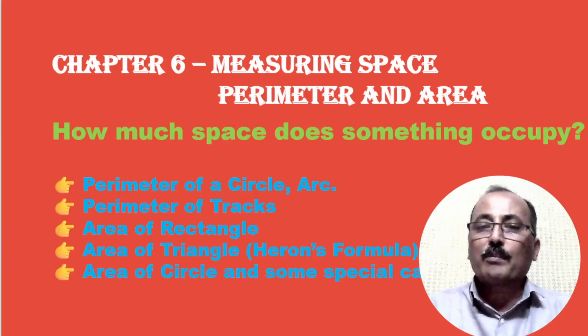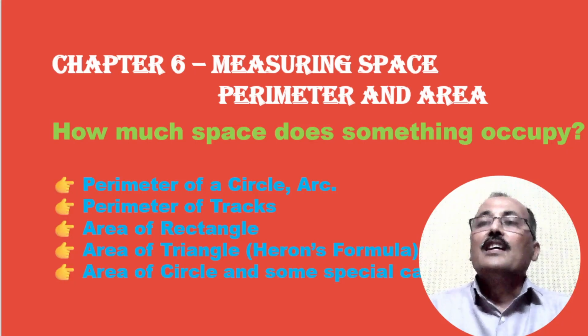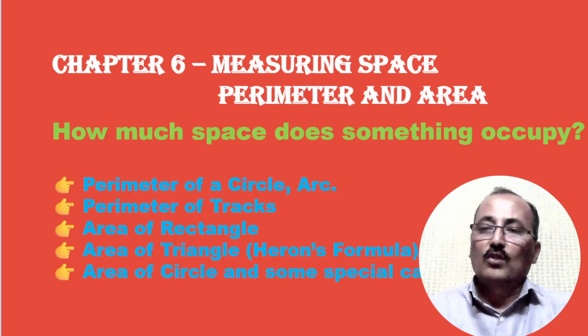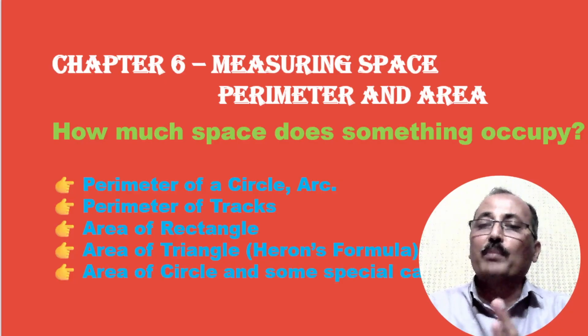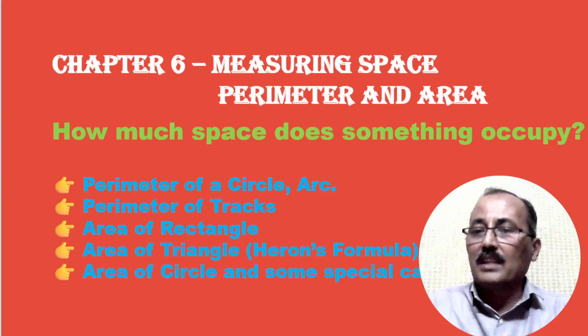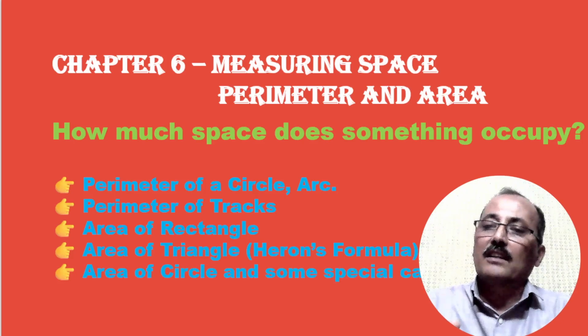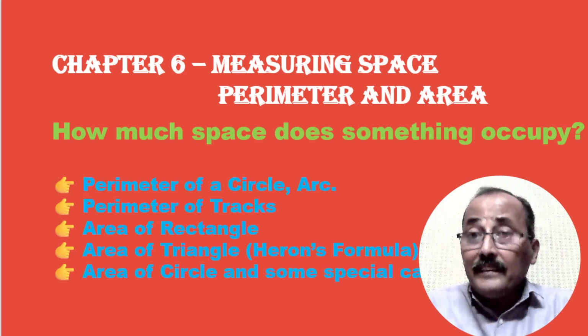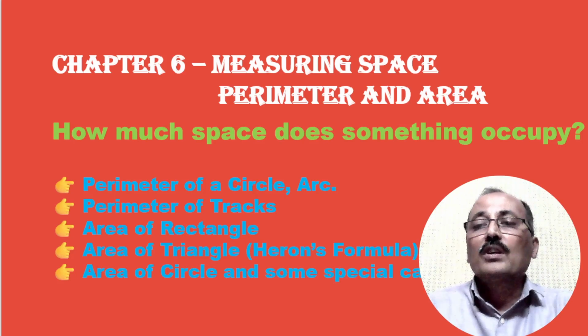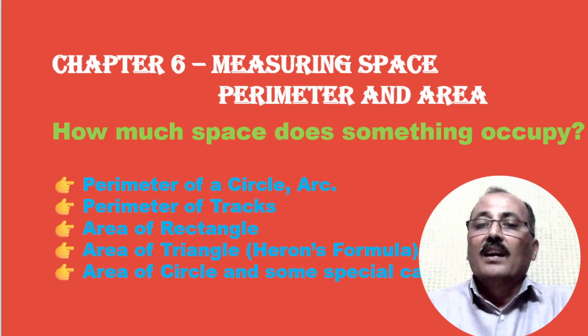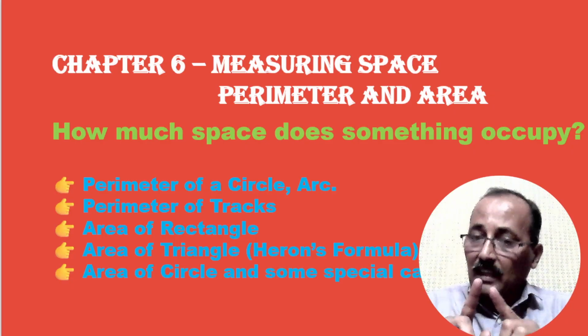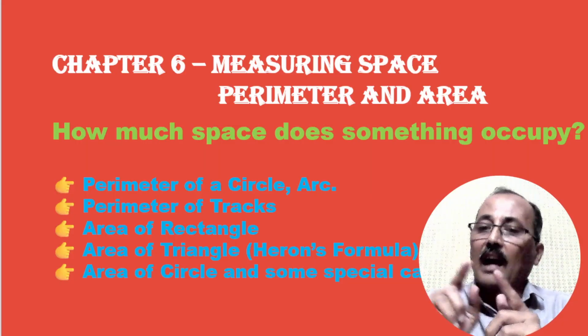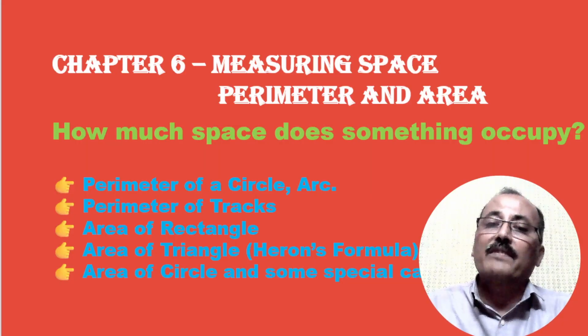Next is chapter 6, measuring space, perimeter and area. So what is that? Space only. Perimeter means the distance round around, and area means the whole space occupied. In this chapter, you are going to see the perimeter of a circle and of an arc. A circle can be divided into arcs, and that arc's perimeter you are going to find out.